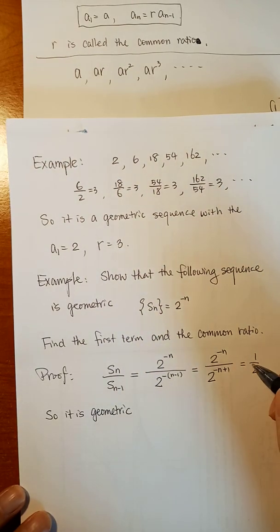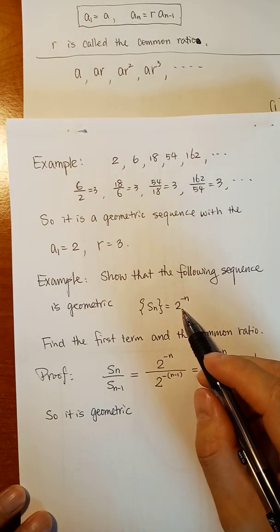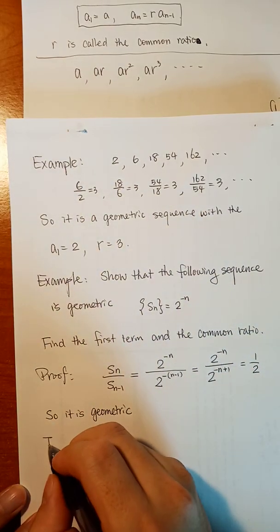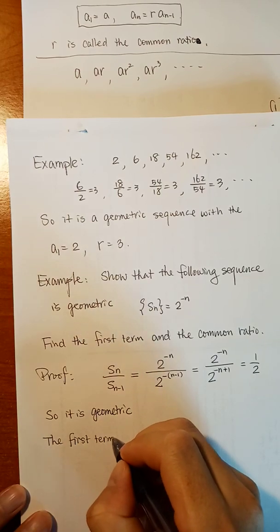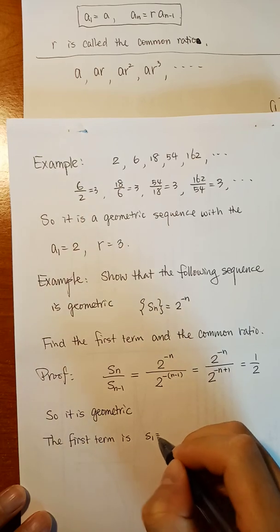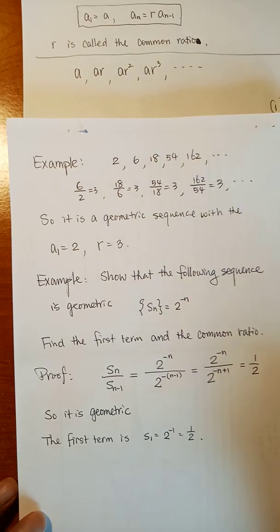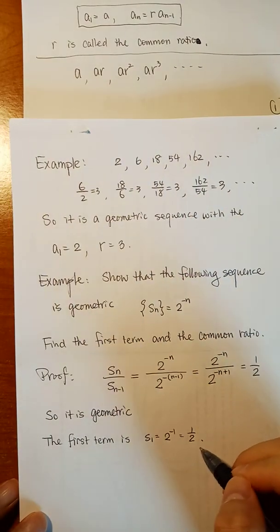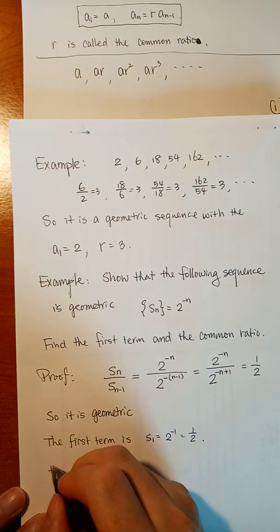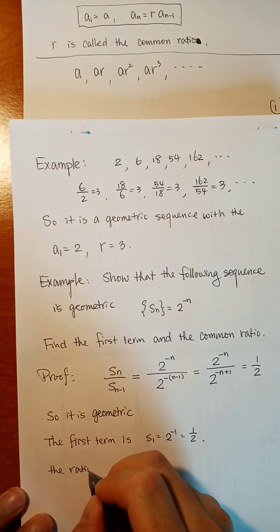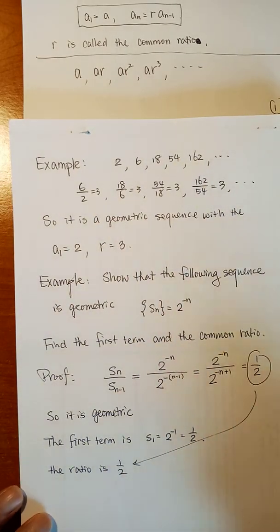What is a first term? First term just means you evaluate n at 1. You let n be 1, you get 2 to negative 1. 2 to negative 1 is 1/2. The ratio is 1/2. This give you the ratio.